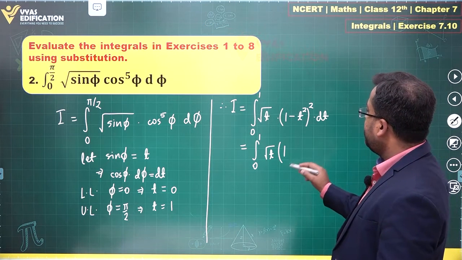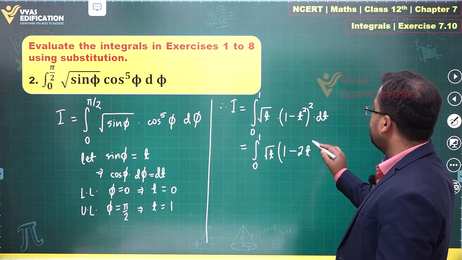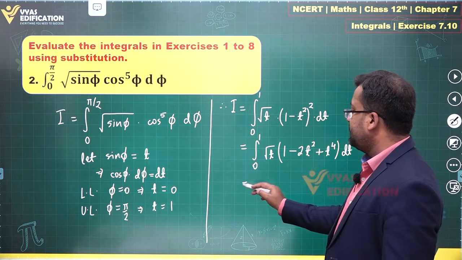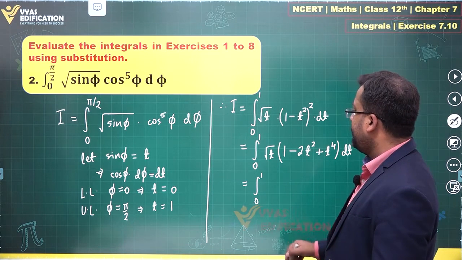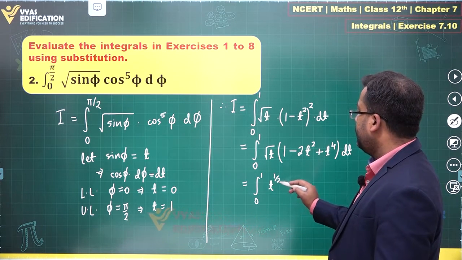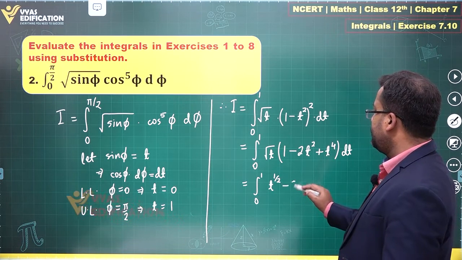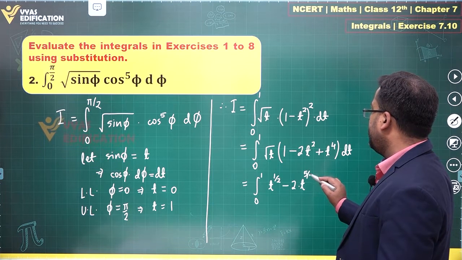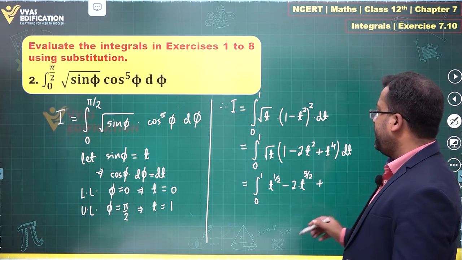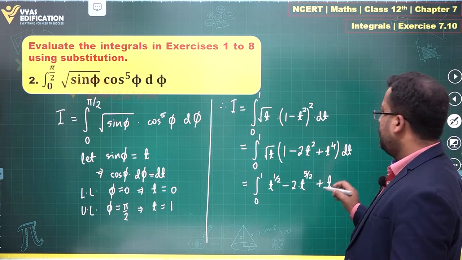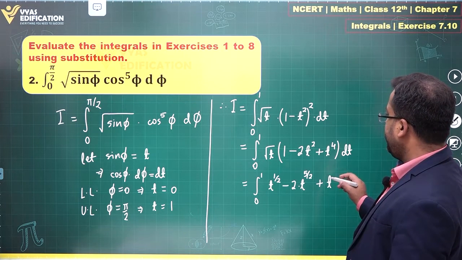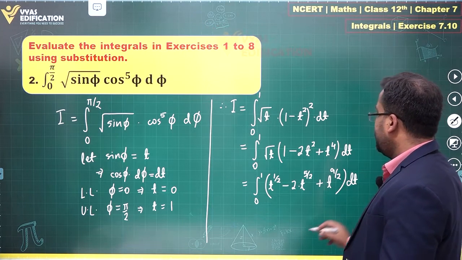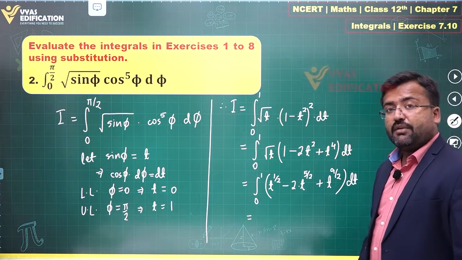So this expansion will tell me 1 minus 2 t square plus t power 4 dt is what I have over here. This becomes integral from 0 to 1 t power 1 by 2, multiplying this with this, minus 2 times t power 2, t power 1 by 2 is t power 5 by 2, plus t power 4 plus 1 by 2 will be 9 by 2 dt. This is what you'll have. Yes, and this integral can now easily be found.